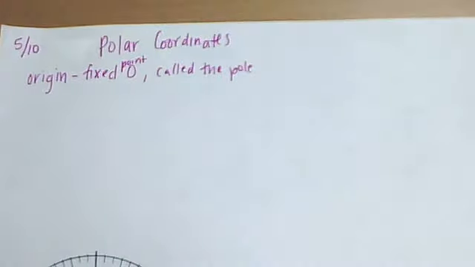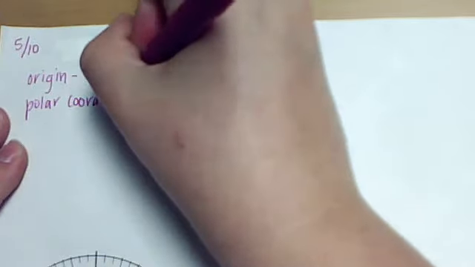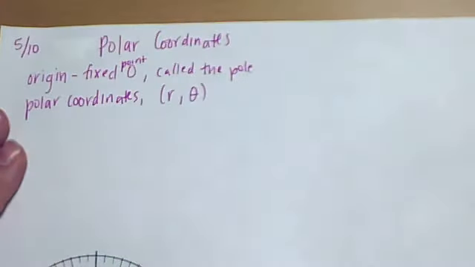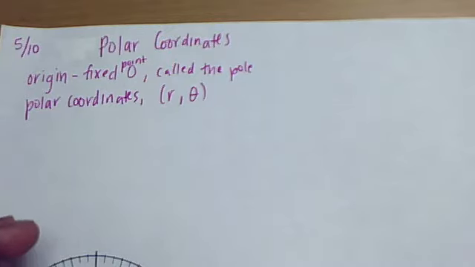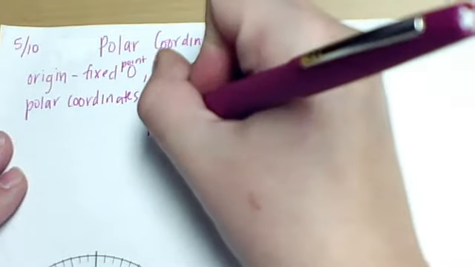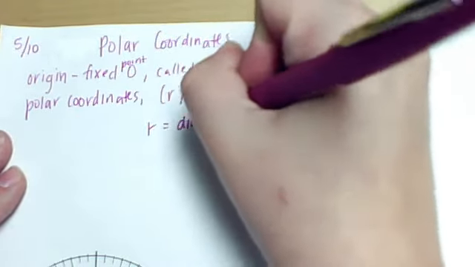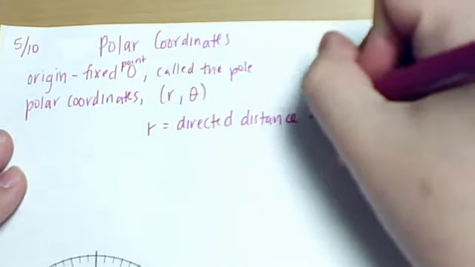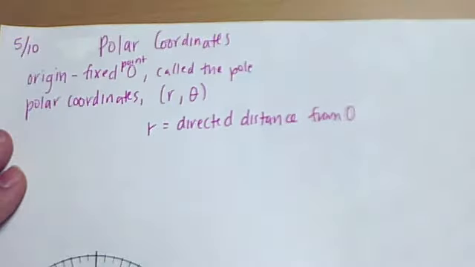Okay, that's what we're using. We're surrounding everything by that. The polar coordinates, instead of being your x and y, are going to be r comma theta, where r is the distance from your pole to your point, and theta is the angle in that direction. So r is a directed distance from your origin to your point.